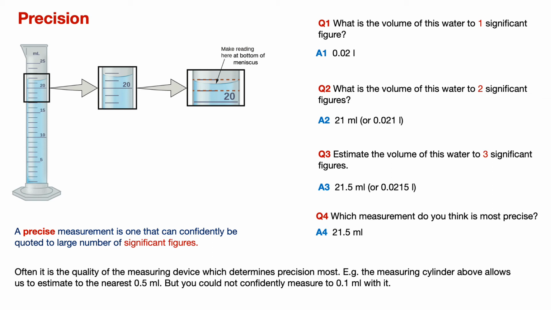Now, many factors can affect precision. Often it's the quality of the measuring device which determines precision. So, for example, the measuring cylinder above allows us to estimate to the nearest 0.5 millilitres reasonably well, because your eye can see that the meniscus is roughly halfway between the 21 line and the 22 line. But I don't think you could confidently measure that volume to 1/10 of a millilitre. Possibly a half millilitre, but not 1/10. You would be guessing quite a bit. So a different measuring cylinder, one that had been very carefully made with 0.1 millilitre graduations in it, might allow us to go to 1/10 of a millilitre, but not the one we have. So the quality of your apparatus often determines the precision that you can achieve.